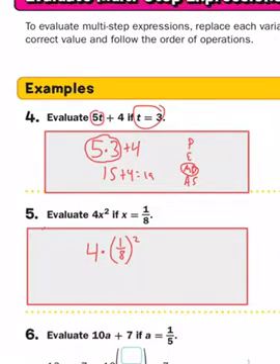Now, if you know PEMDAS, we're going to solve the exponent first, so we have to do 1/8 squared first. And I'm going to actually write that down over here. Remember, that means 1/8 times 1/8, which is 1/64.